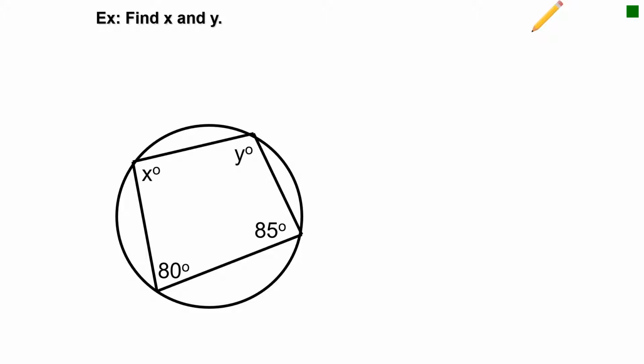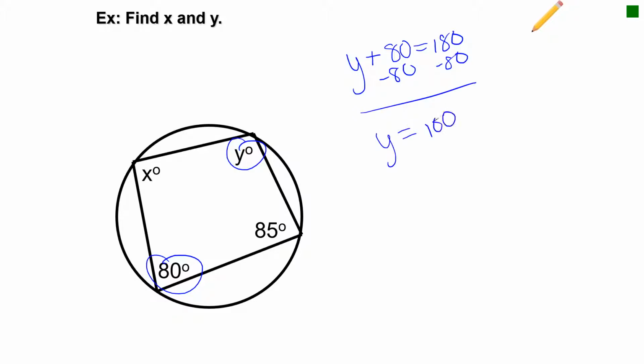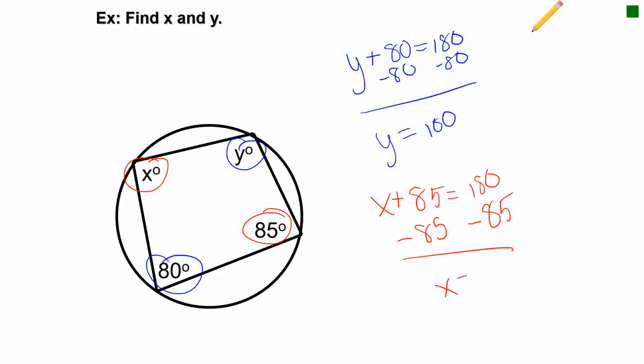So now we have y plus 80 is equal to 180 because this and this are opposite of each other. If we add them together, that equals 180. So if we subtract 80 from both sides, we know that y is equal to 100. And if we set up the other one, x plus 85 is going to be equal to 180. So if we subtract 85 from both sides, 180 minus 85, x is going to be equal to 95.